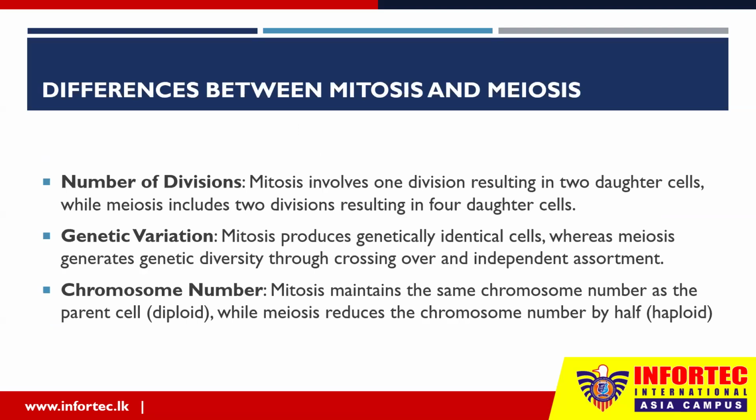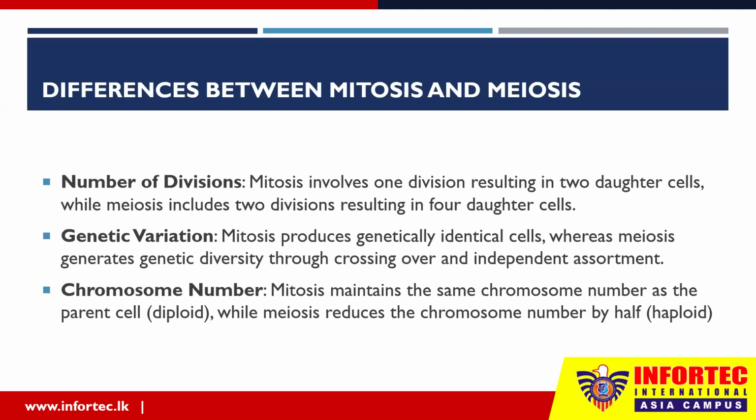The main one is the number of divisions. In mitosis, it is only 1 division. And after the division, it makes two identical daughter cells. And those two daughter cells are diploid, which means each one contains 23 pairs of chromosomes. When going to meiosis, there are two stages of division, meiosis 1 and meiosis 2, and it results in 4 daughter cells, and those 4 daughter cells are also genetically different from each other.